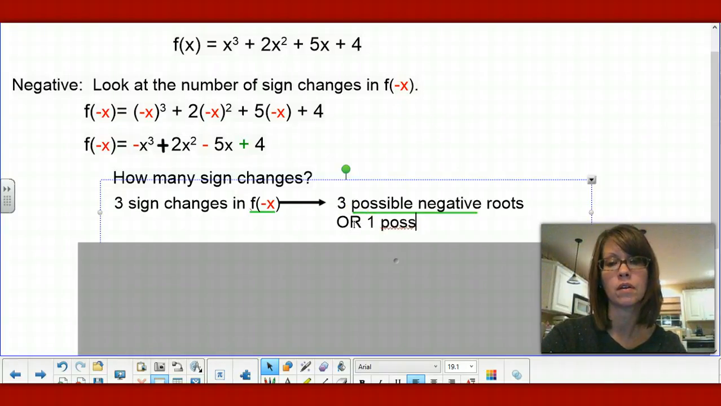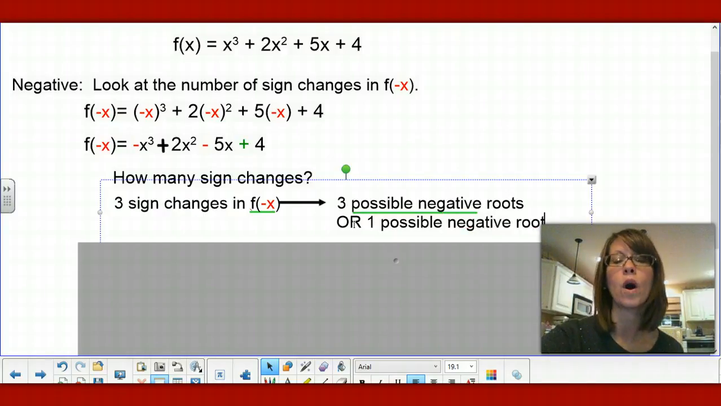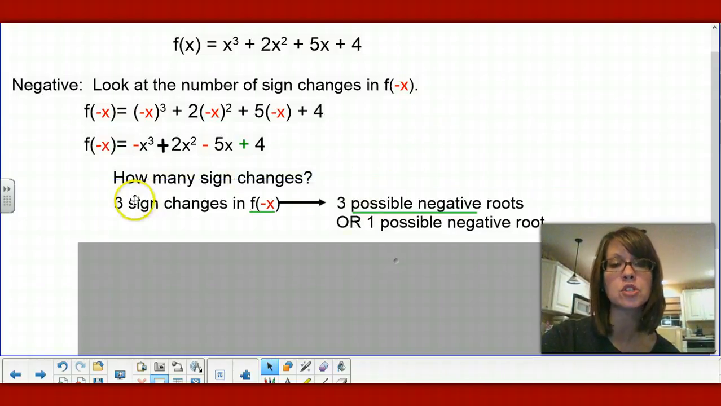1 possible negative root. And if it's 1 negative, then that would mean 2 of these would be complex. Okay? You will always start with your sign changes and then you say or by stepping down by 2's. Okay, so 3 and then 1.